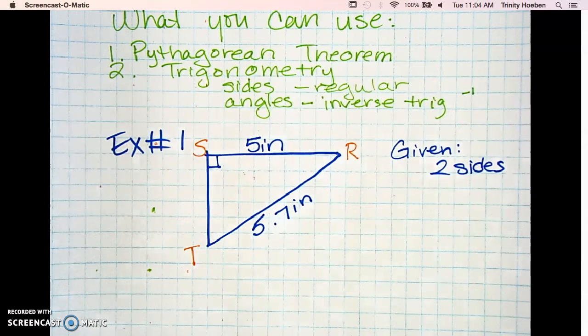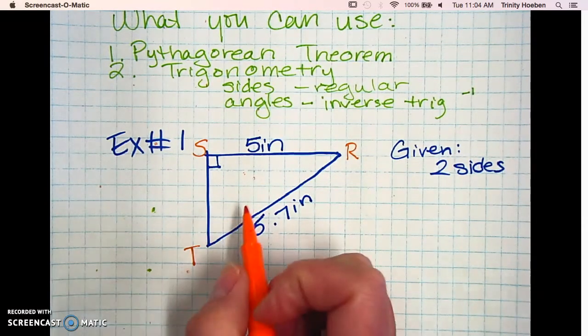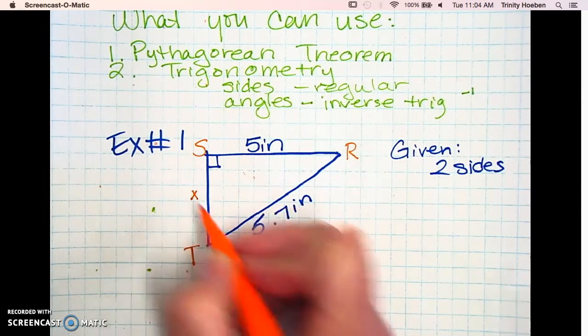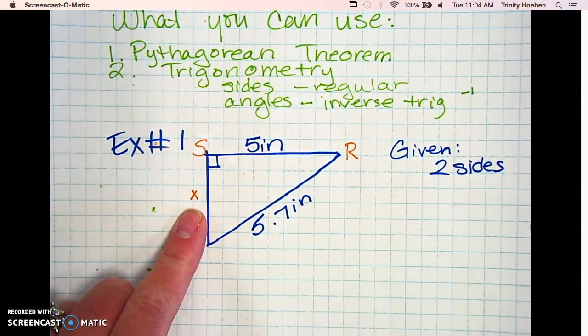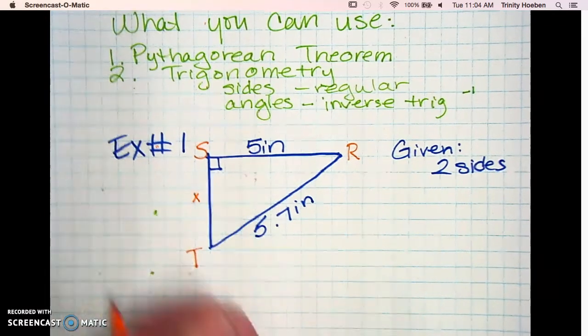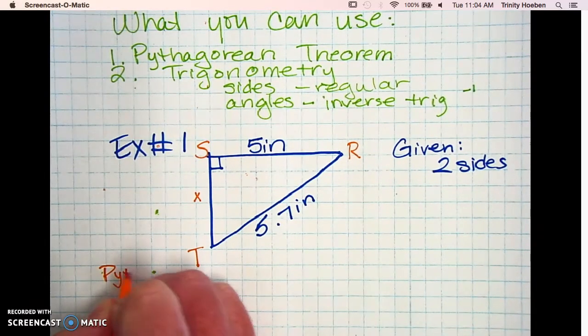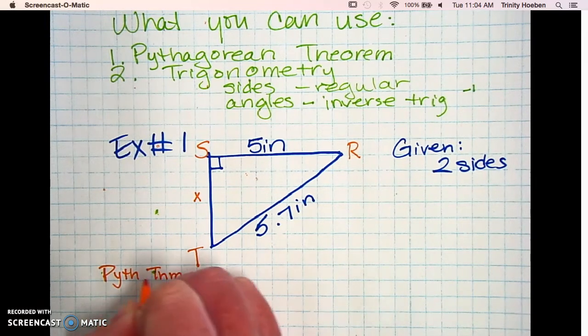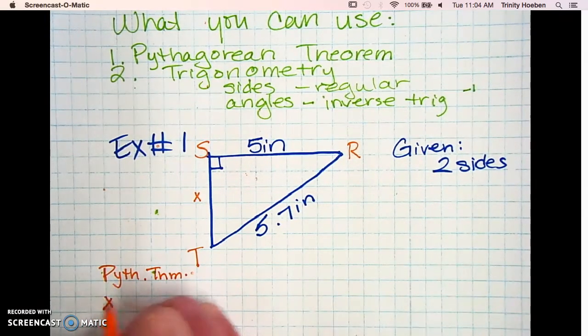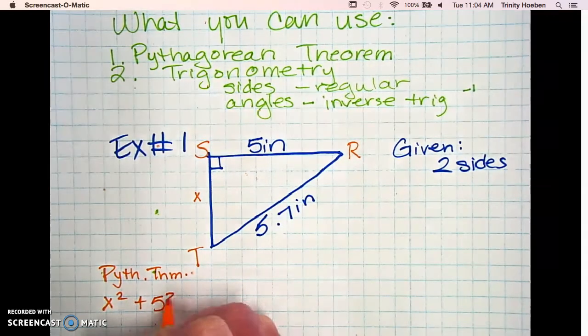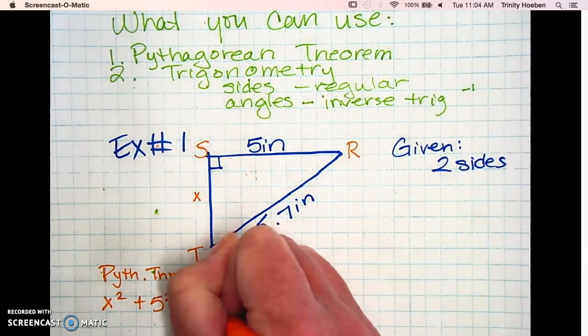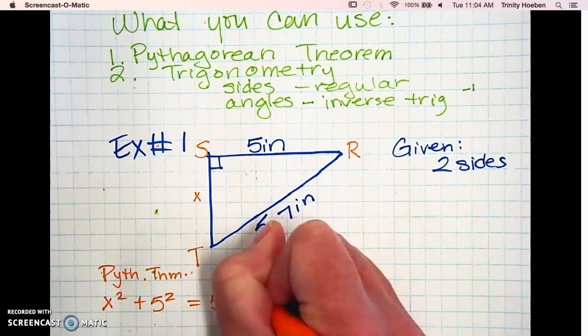So on a right triangle, if you're given two sides, to get the third side you just want to use the Pythagorean Theorem first. So I'm going to put an x over there. Is that x a leg or a hypotenuse? It's a leg. So the x needs to go in for either A or B. Technically, it doesn't matter. So I'm going to plug that in for the first variable. So I'm going to have x squared plus the 5, the second leg, equal to the hypotenuse squared, so 5.7 squared.